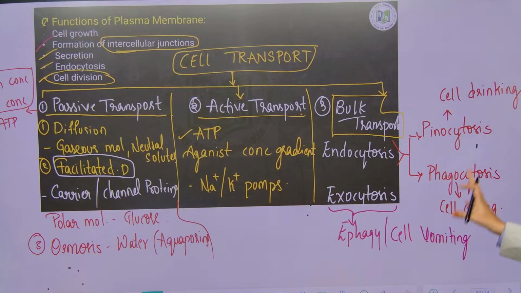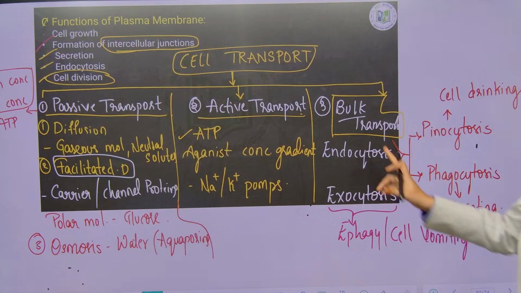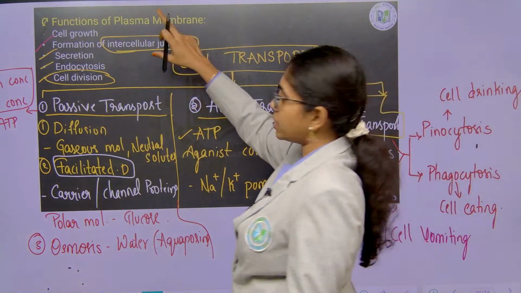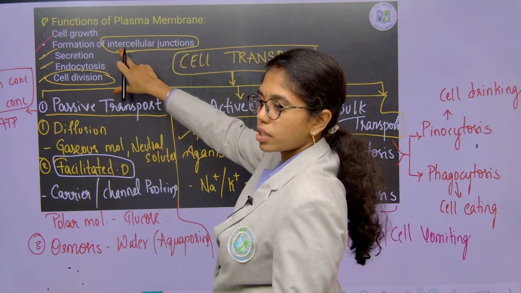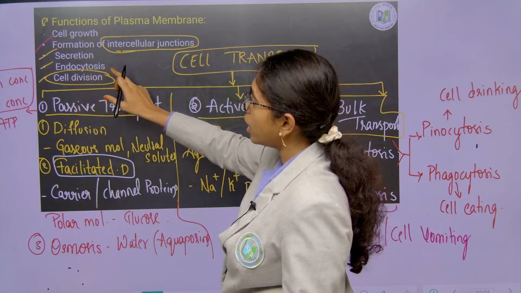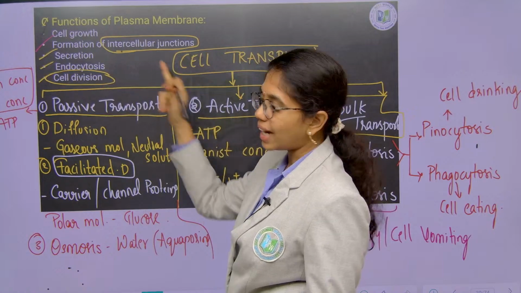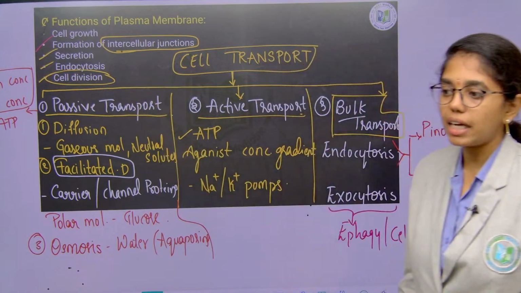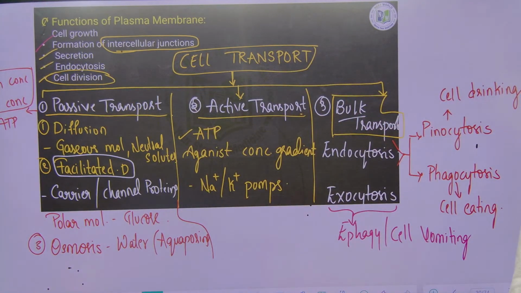So this is about cell transport, which is very important. Rest all functions you have the basic idea of, like cell growth, formation of intercellular junctions, plasma membrane having its own secretions, endocytosis we have learnt, and cell division. Plant cell division we have learnt. Clear on cell membrane, plasma membrane, fluid mosaic model.